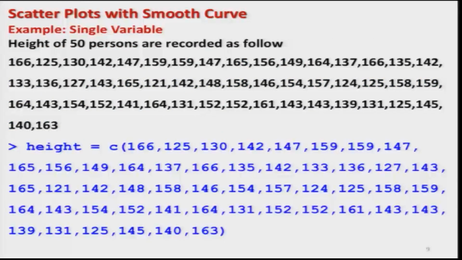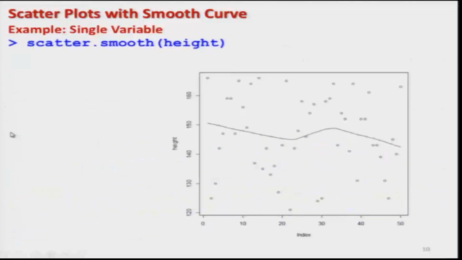And now I will take an example where there is a larger data set, and I will show you how this curve looks in the univariate case, a single variable. I have collected the heights of 50 persons like this. This is the same example that we considered earlier, and this data has been stored inside a variable, height, and based on that I will create a scatter smooth plot of this data in height.